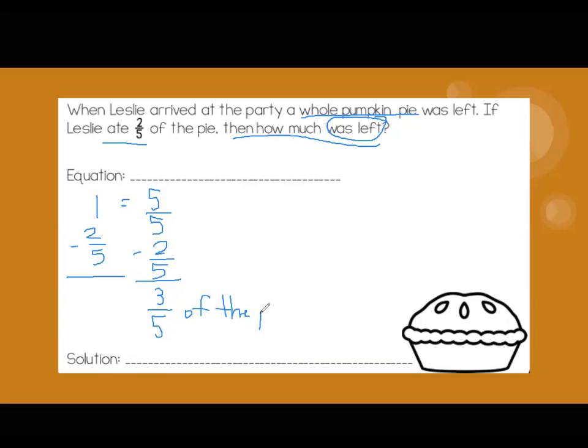So we just have to be very careful when we're dealing with these subtraction problems. If they're talking about one whole of something, here it's talking about the whole pumpkin pie. It might be talking about the whole class or the whole piece of paper. We need to think about what fraction would be equal to one whole, depending on whatever denominator we're using in the problem. So for our equation, we use 5/5 minus 2/5 to get 3/5. So there's our equation.